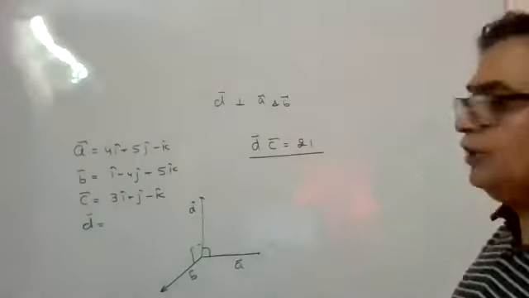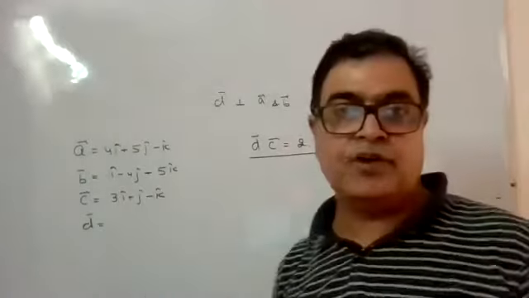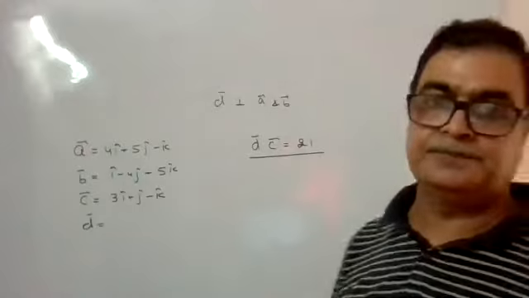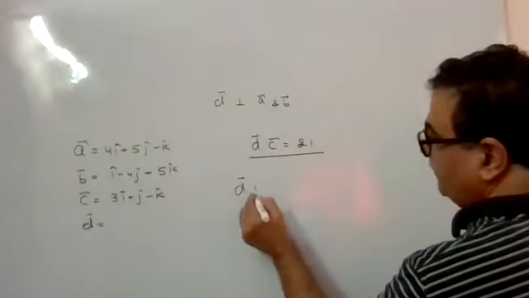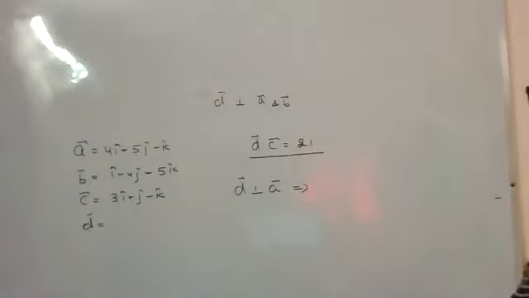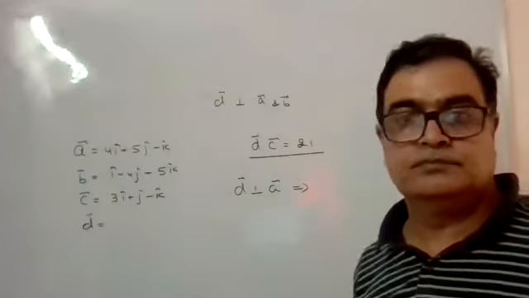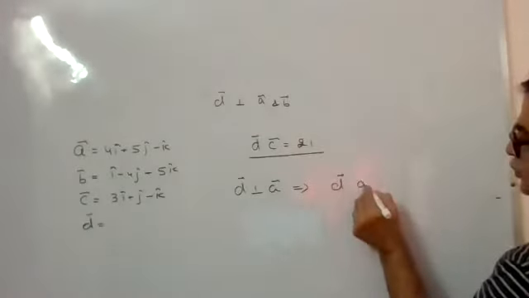This information is given to you, and D dot C is given as 21. So what are the informations we have? Tell me. D is perpendicular to A. What does it mean? D dot A is 0. Yes, so D dot A has to be 0.